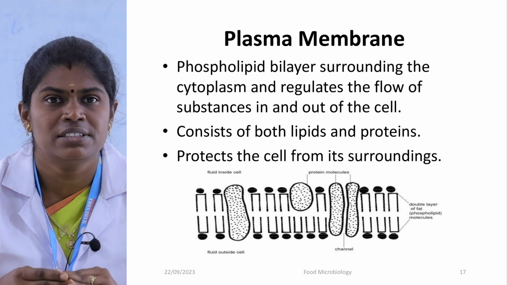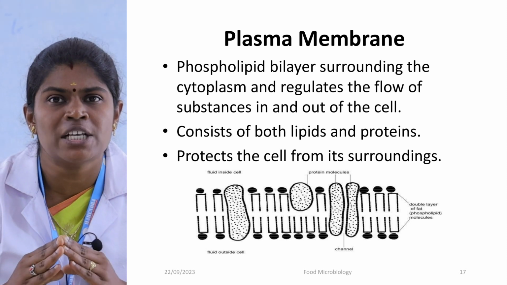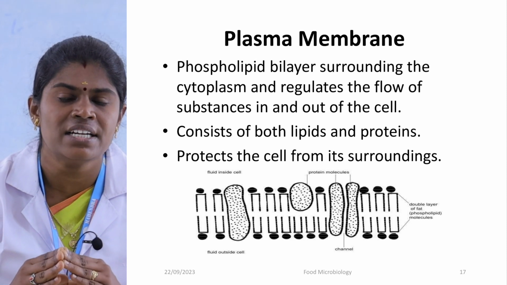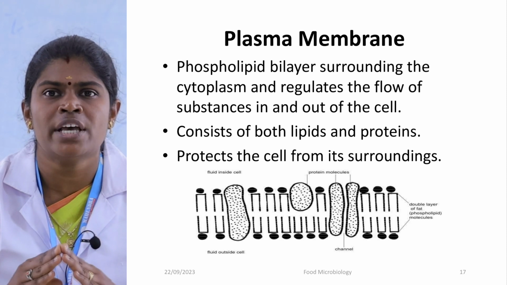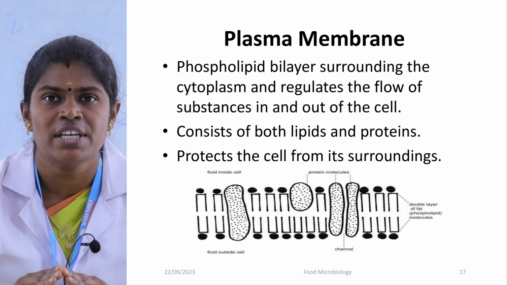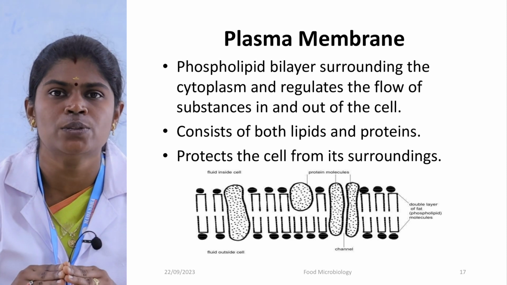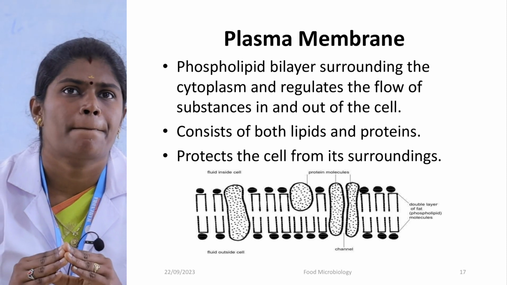Plasma membrane. This is the outer layer of the cell. It has a double layer, a phospholipid bilayer, and it consists of lipid and protein. It won't allow any water inside because it is hydrophobic in nature. So it won't allow any molecules to go inside or outside the cell without permission.